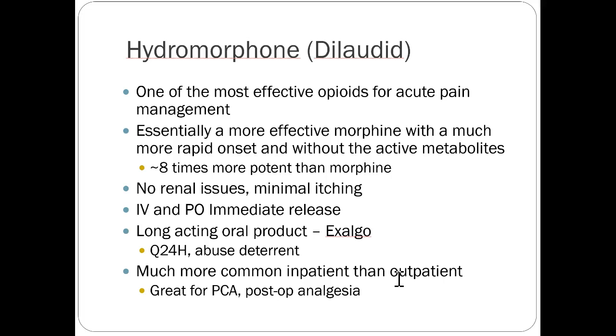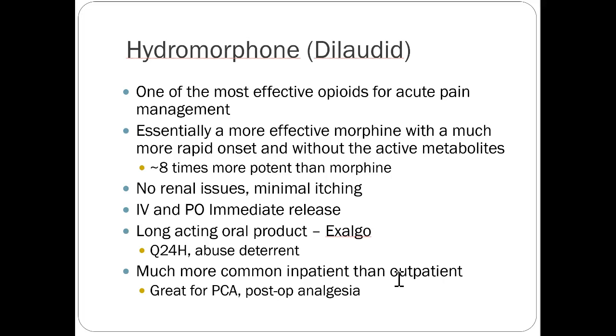Okay. Let's talk about Dilaudid. Hydromorphone is the generic name. Dilaudid's the brand name, another super common brand name that a lot of people know. It's one of the most effective opioids for acute pain management, and this is going to be a mainstay for post-surgical care. Dilaudid is essentially in everybody's order sets. It's a more rapid effect. It's morphine with a more rapid onset and without the active metabolite. So it's about 8 times more potent than morphine.